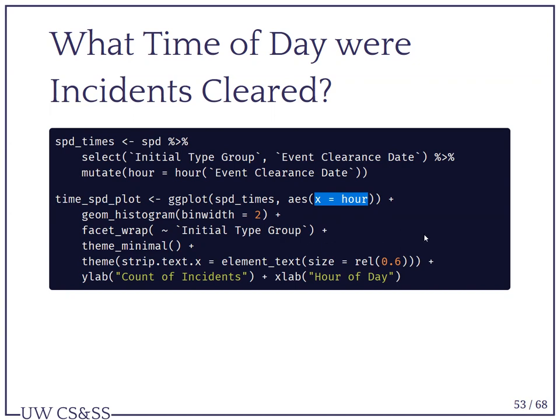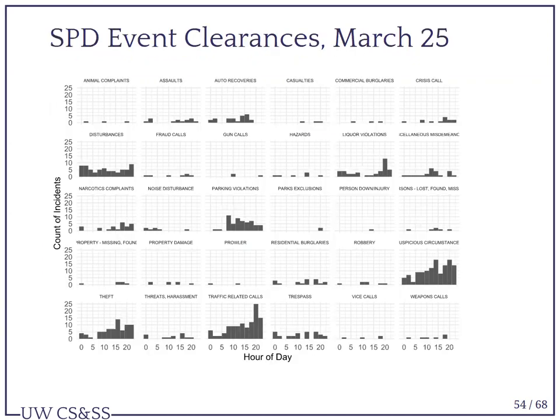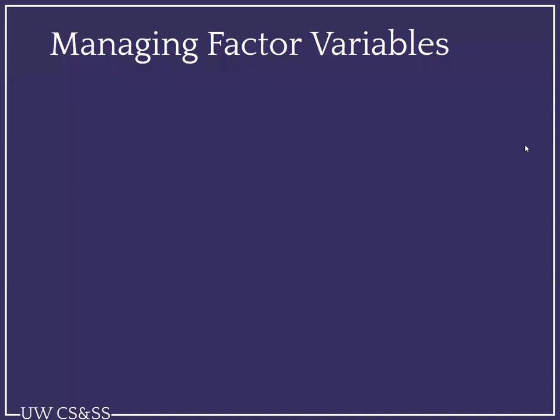And make it look nice. So here we can look at event clearances on March 25th of, I think, 2015, maybe 2016, by the hour of the day. And on the y-axis, see the count of incidents. So lots of things like parking violations here, traffic calls, that kind of thing.